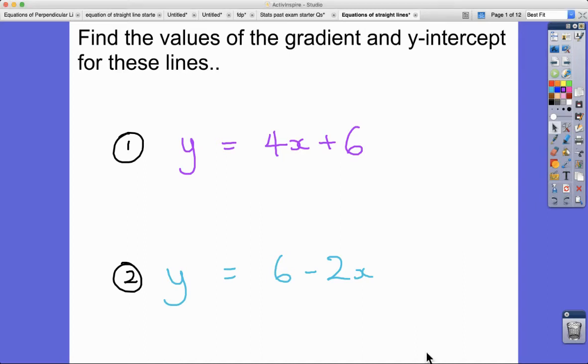Hi, in this lesson I'm going to be showing you how you can identify values of the gradient and y-intercept for non-standard equations of straight lines. I'm going to start really straightforward.